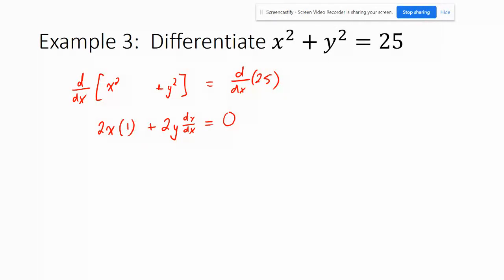Now, we just need to be able to solve for dy/dx. So I'm going to subtract 2x from both sides. Divide by 2y. The 2's cancel out.